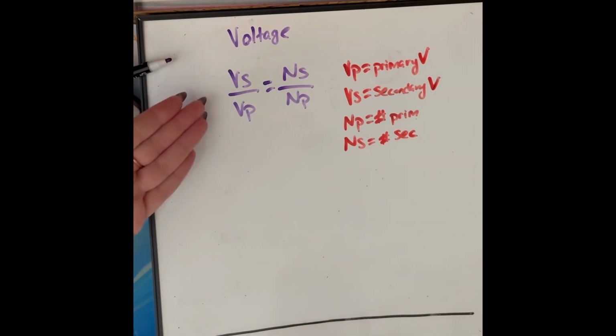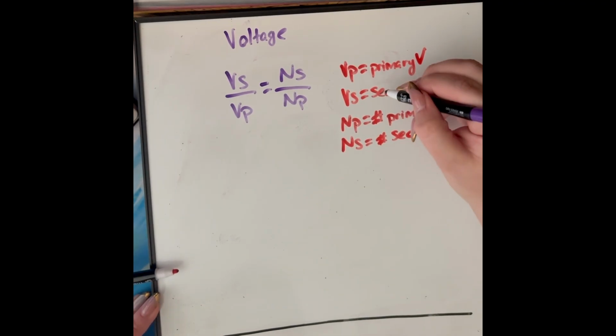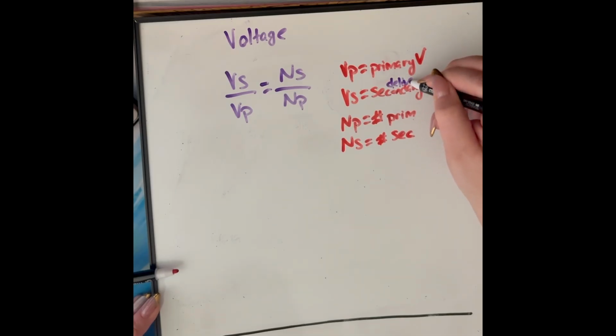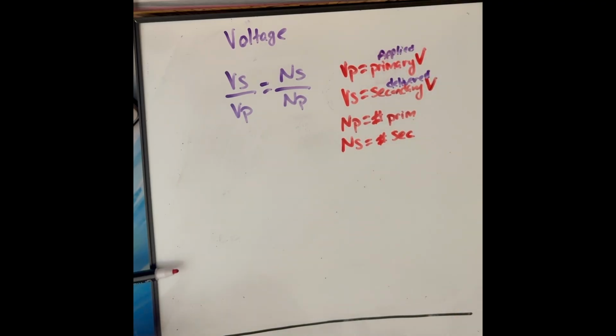But I'm going to show you here, even if we use the S's on top, it's going to work out. So our Vs, I'm sorry, I should read the problem. It says, if a transformer has 10 times as many primary windings as secondary, what type of transformer is it? And if 110 volts are applied, what is the delivered voltage, or our secondary voltage? Secondary also means delivered, and this also means applied. But I like to use primary and secondary because they match up with the actual letters.